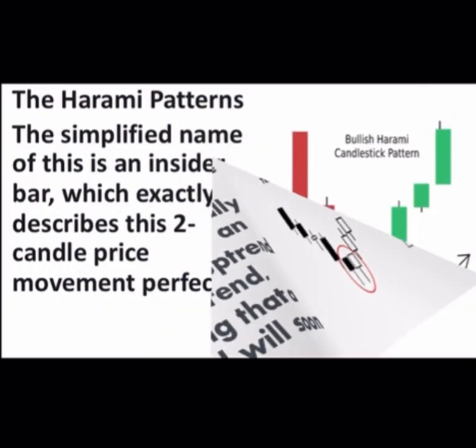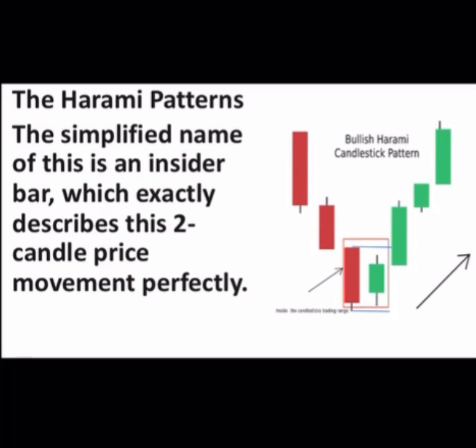Okay, the next one we have here is the Harami pattern. The Harami candlestick pattern is like an inside bar. They call it an inside bar. Now in Japanese, harami simply means mother and child. Mother and child means, you know, when a mother is pregnant, she's carrying a baby. So in this case, the Harami candlestick shows a big candlestick with a smaller one beside it, the smaller one being the baby, while the bigger one is the mother.